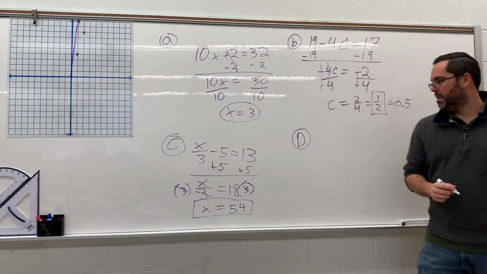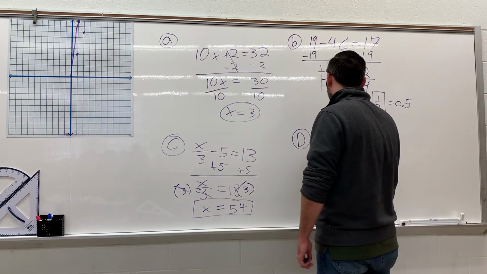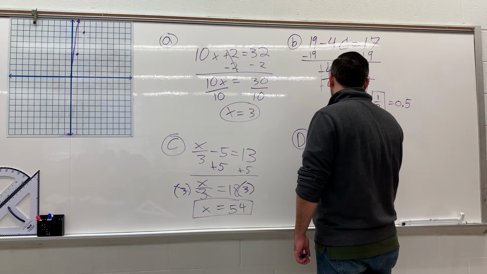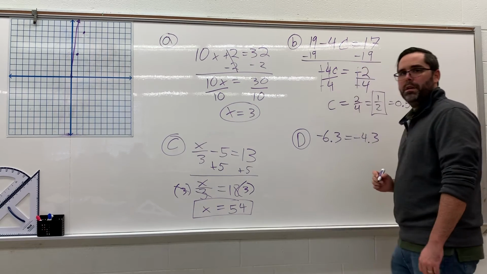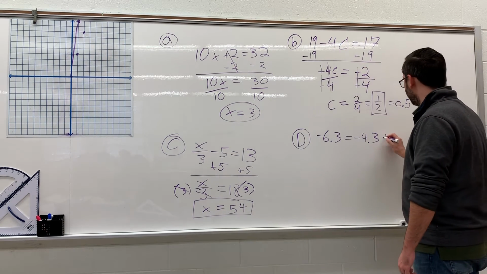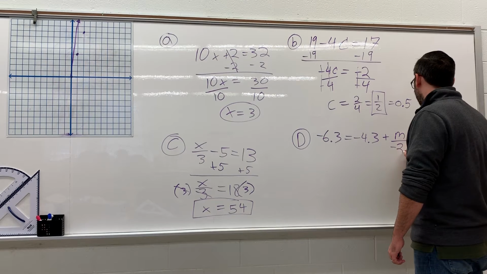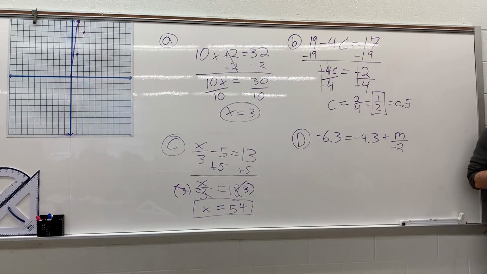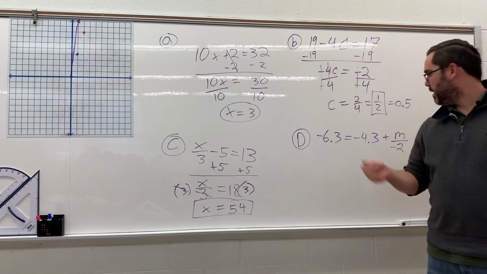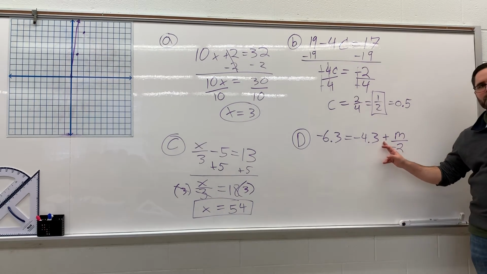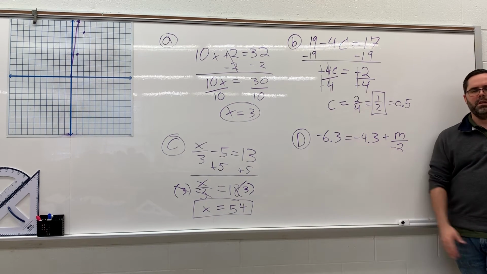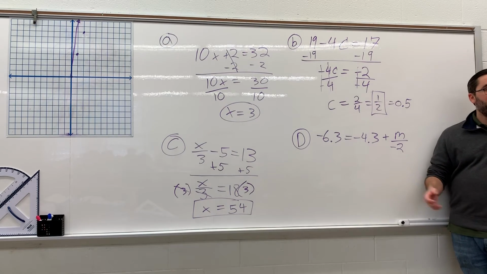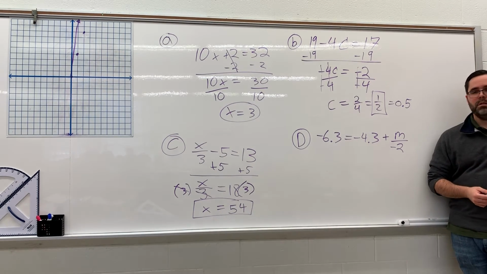Noodles, can you read D for me? Negative 6.3 equals negative 4.3 plus m over negative 2. Now we've got decimals. Our equation is backwards, and we have division and addition. But really, even though this is addition, the number is negative, so we're going to have to do addition to get rid of it. One thing at a time. What number goes first? Negative 4.3.